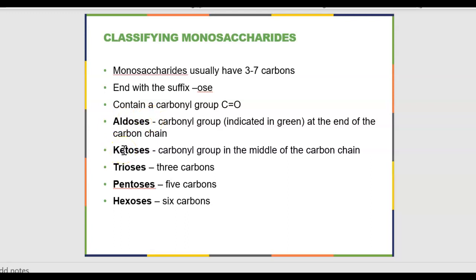And then we can go further and say, all right, now that we know that, let's look at it in terms of the number of carbons. So if it has 3, we call it a triose. If it has 5, pentose. And hexoses are 6 carbon monosaccharides.